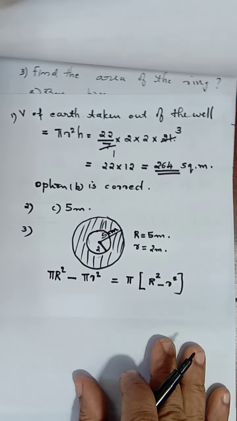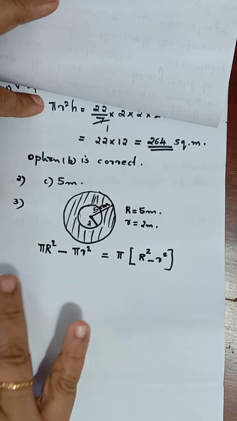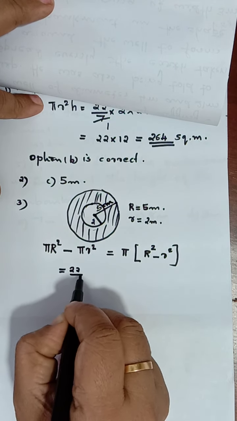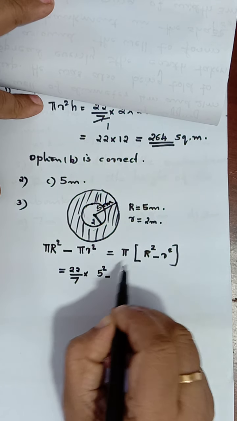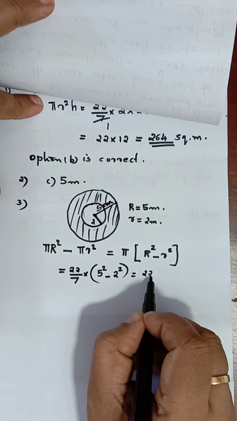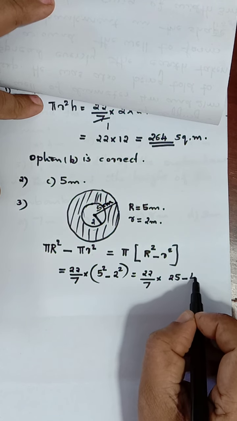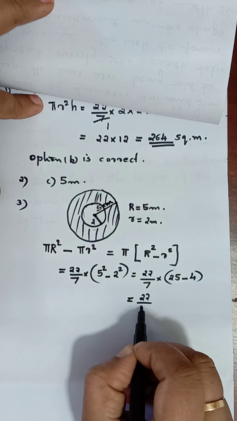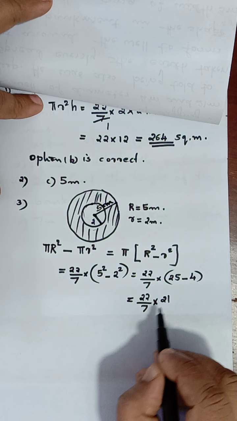Now let us substitute the values. When we substitute, what do we get? We substitute 22 by 7 into R, which we have seen is 5 square, minus small r, 2 square. That is 22 by 7 into 5 square, which is 25, minus 2 square, which is 4. That's equal to 22 by 7 into, isn't it, 21? 25 minus 4 is 21.